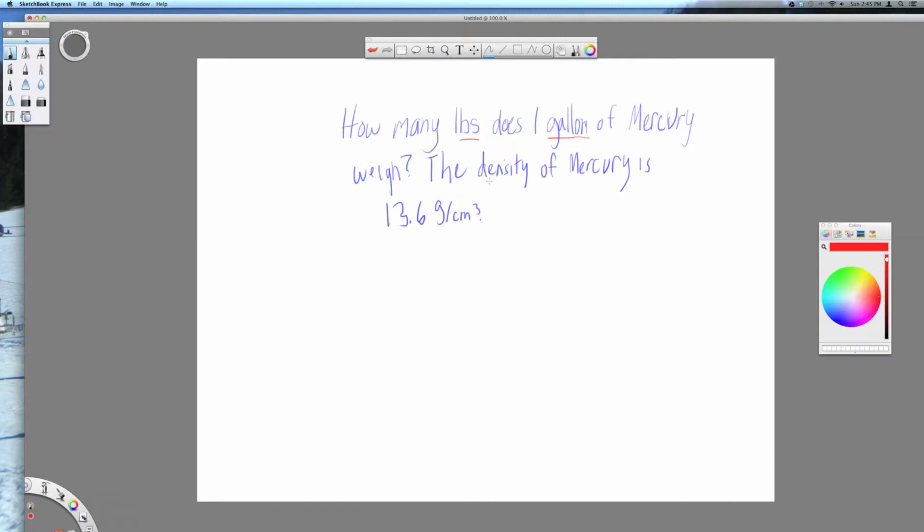The only thing that connects volume to pounds or mass is the concept of density. Density is the mass per unit volume. So without this given value here, it would be impossible really to do this. So let's set up our dimensional analysis like we've been.